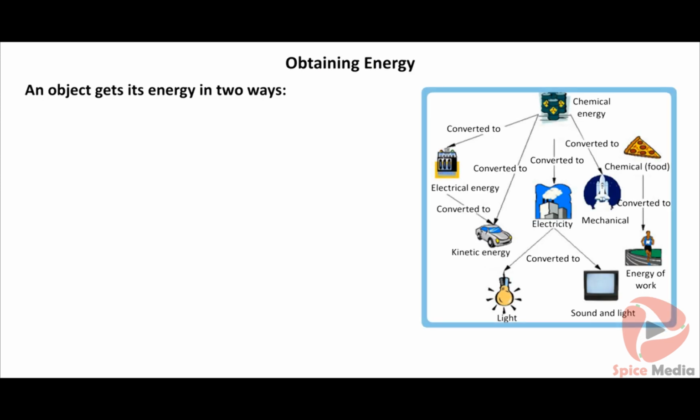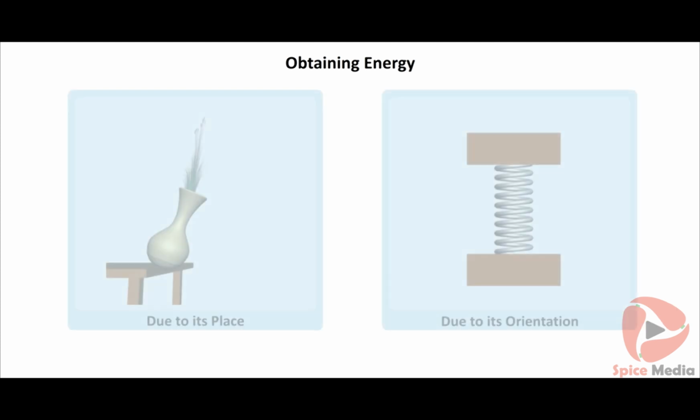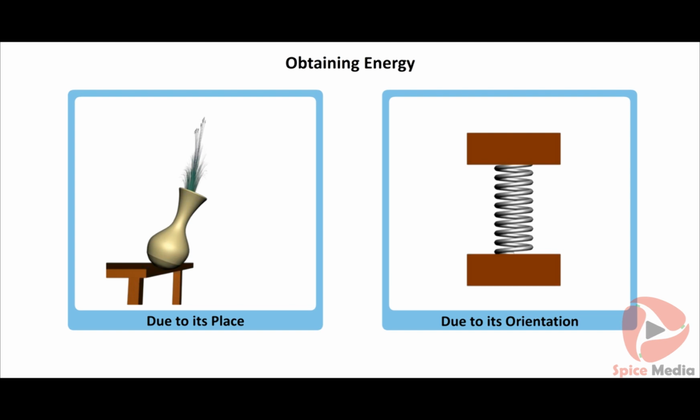We know about the various forms of energy and energy conversions, but where does an object get its energy from? There are actually two ways by which an object gets its energy. The object will get energy when one form of energy gets converted to another form. It can also get energy whenever work is done. Let us try to understand the two ways of obtaining energy in detail.